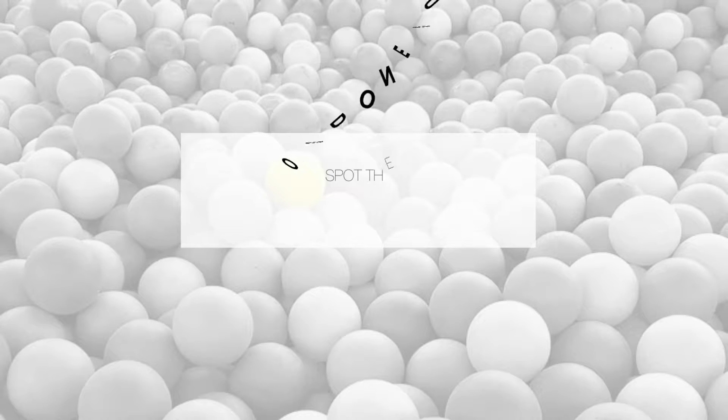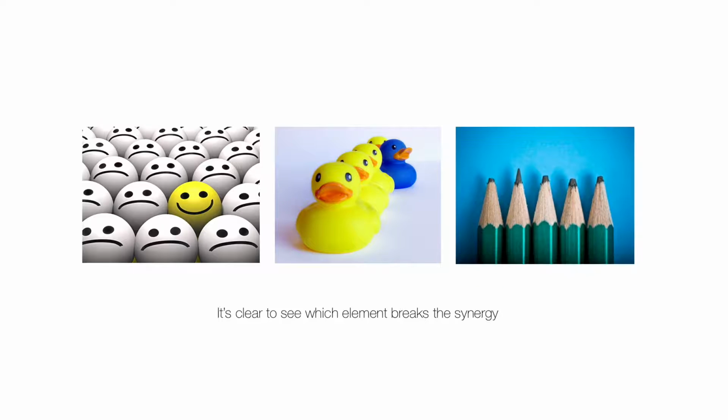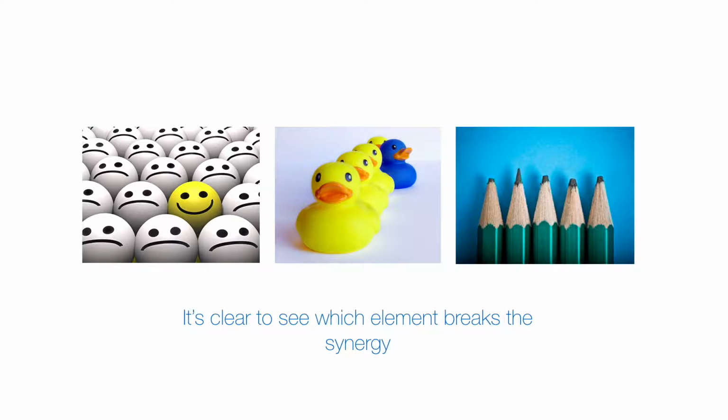But let's have a look at some other trends and other images and see if we can spot the odd one out in each. The one that breaks the synergy. Here are 3 separate images. In each individual image, it's clear to see which element breaks the synergy. Obviously the yellow face, the blue duck, and the pencil that's not blunt.